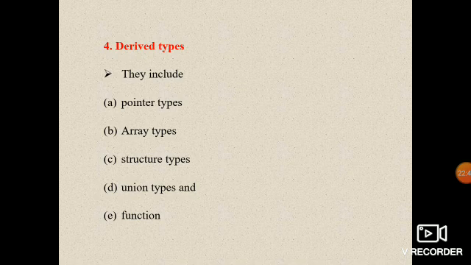Next, what are the derived data types we are using? Pointer types are there, array types are there, structure types are there, union types are there, and functions. These are all the derived data types. So how many data types are we having? 4: basic, enumerated, void, and derived.